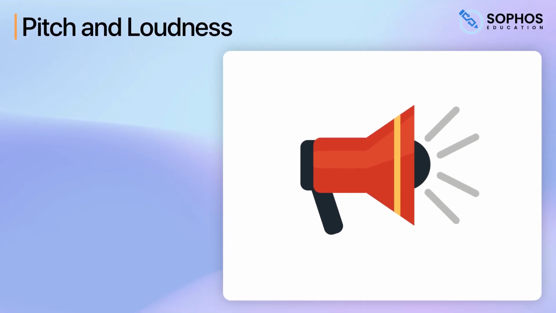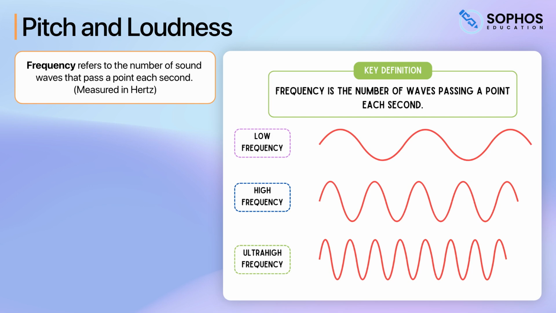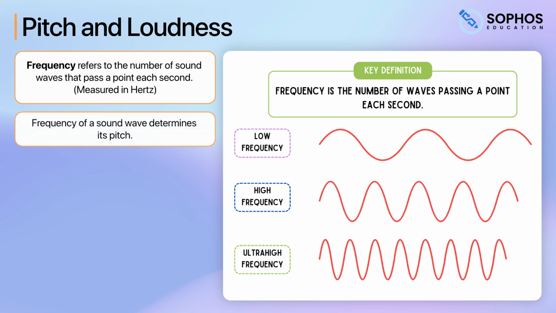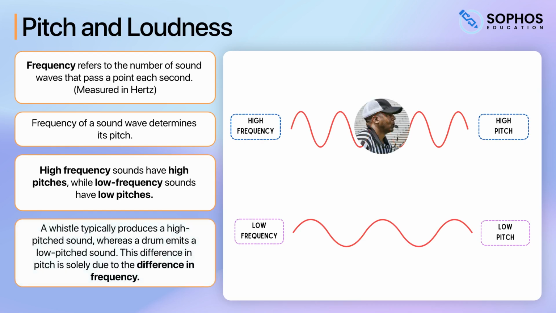To understand pitch and loudness, let us first recap frequency. Frequency refers to the number of sound waves that pass a point each second. It is measured in hertz. Crucially, the frequency of a sound wave determines its pitch. High-frequency sounds have high pitches, while low-frequency sounds have low pitches. For example, a whistle typically produces a high-pitched sound, whereas a drum emits a low-pitched sound. This difference in pitch is solely due to the difference in frequency.